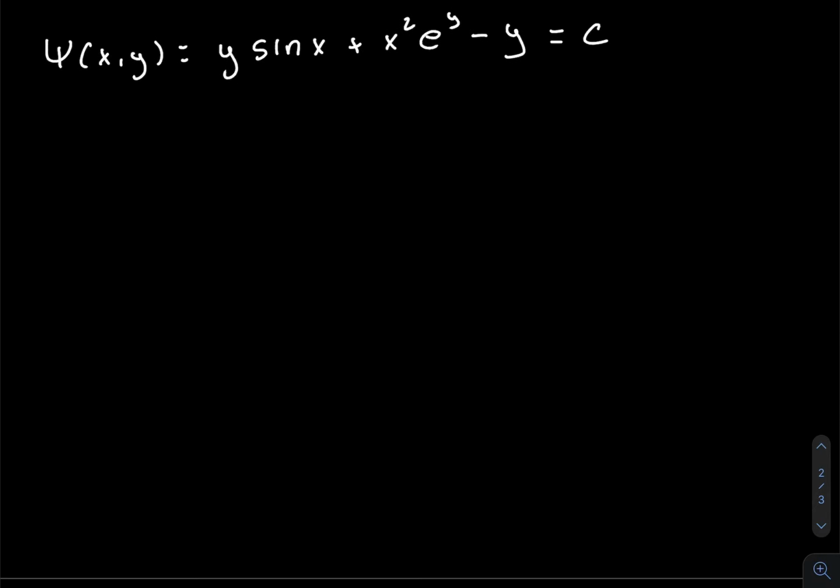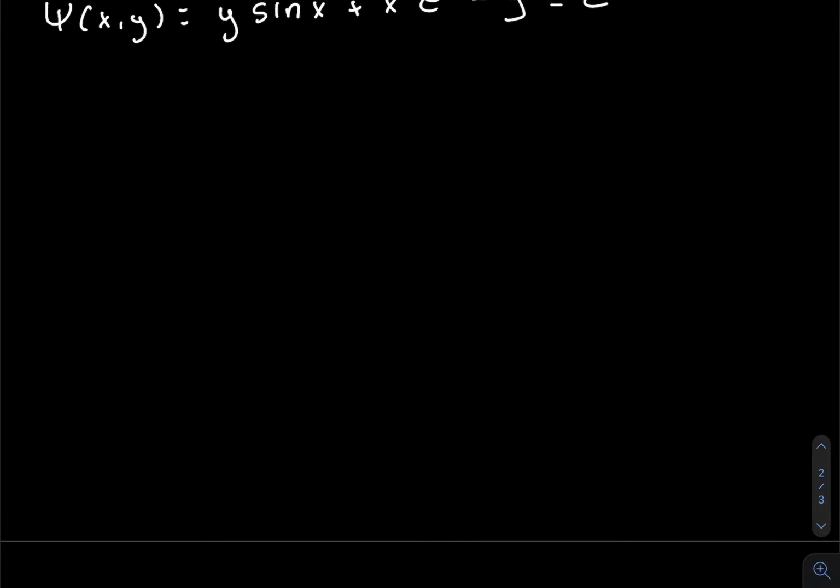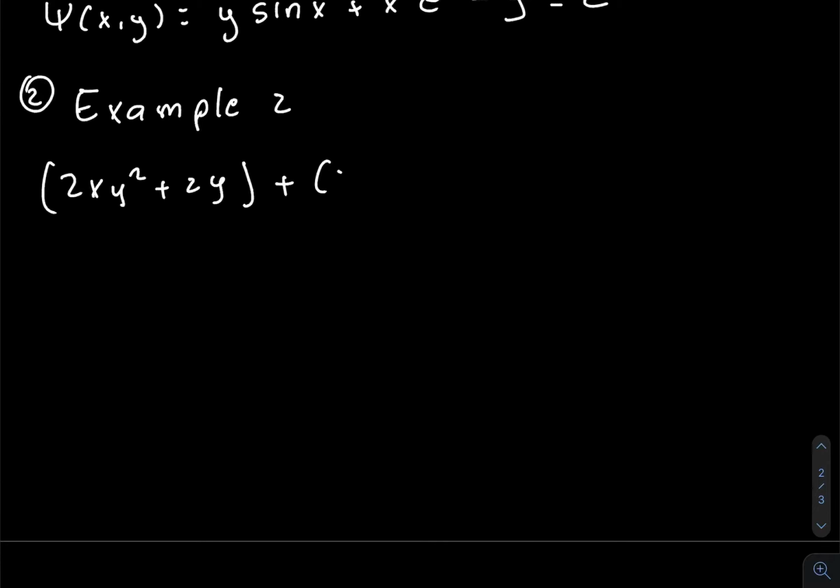Okay, so let's do another example. Maybe this will clear more ideas. Our second example will be the following. Example 2: 2xy squared plus 2y plus 2x squared y plus 2x y prime equal to 0.